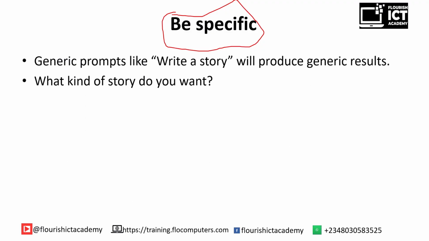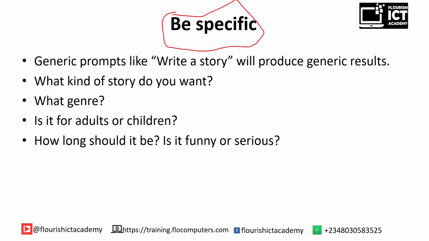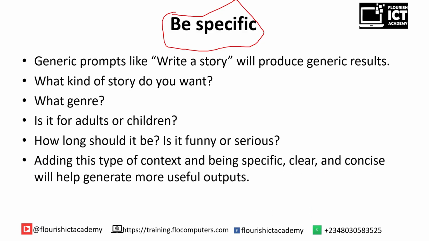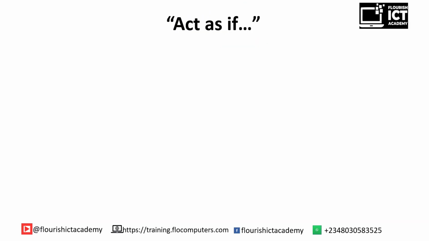What kind of story do you want? What genre is that story? Is it for adults or children? How long should it be? Is it funny or serious? Adding this type of context and being specific, clear and concise will help you to generate more useful output from AI. So the first one is be specific. More specificity can also limit the chances of inaccurate responses from AI. So take note of that.